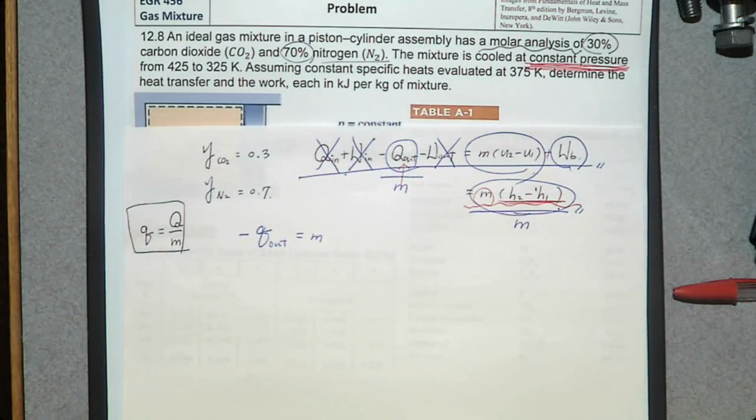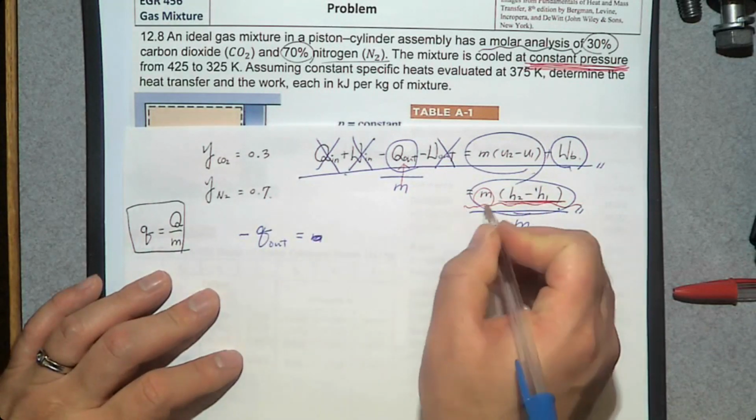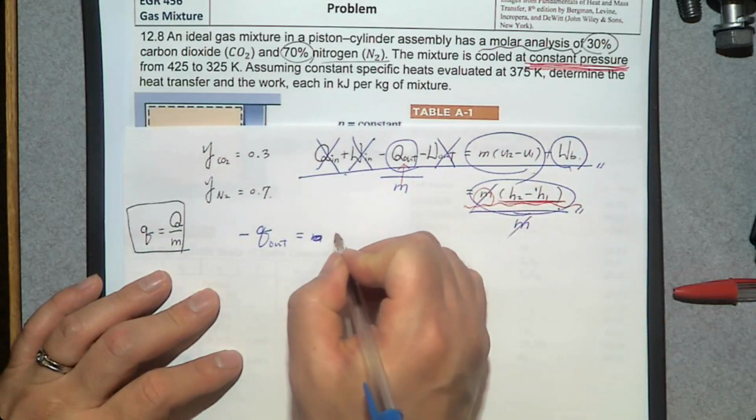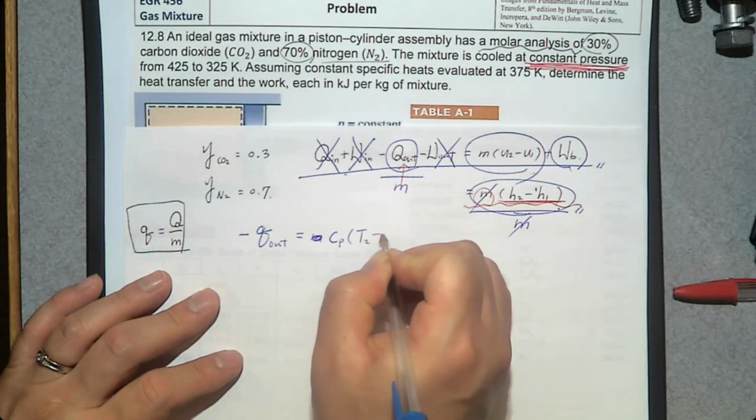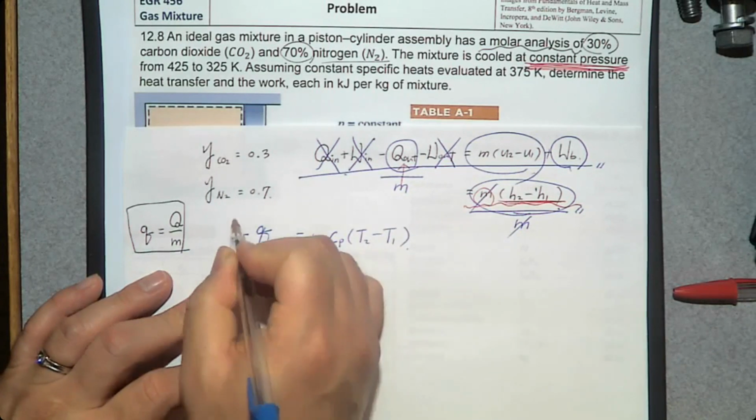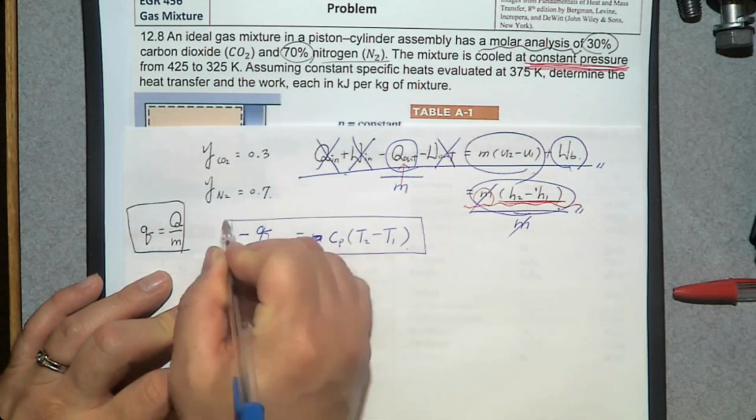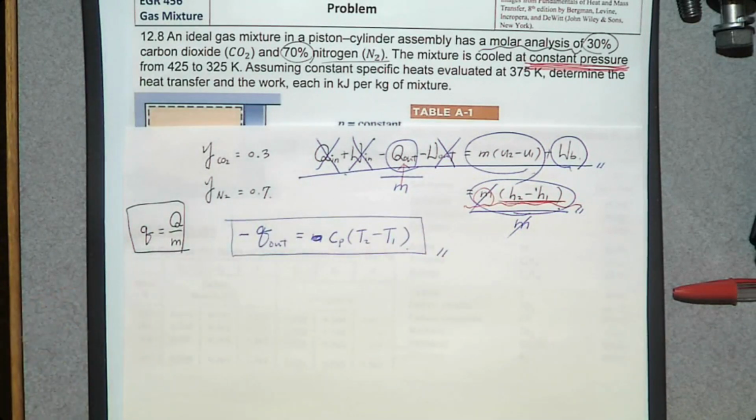Then how can we determine H2 minus H1 when we have an ideal gas? Ideal gas is a pure gas. So if you want to determine H2 minus H1, you can use specific heat. Oh, by the way, we divide by mass. So specific heat, Cp times T2 minus T1. So this is the governing equation to determine the heat transfer.